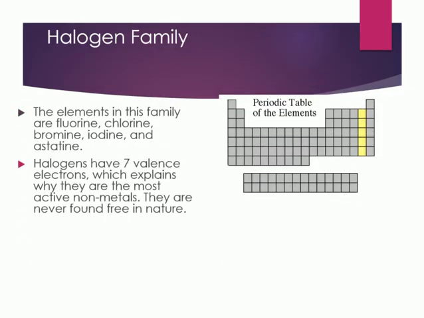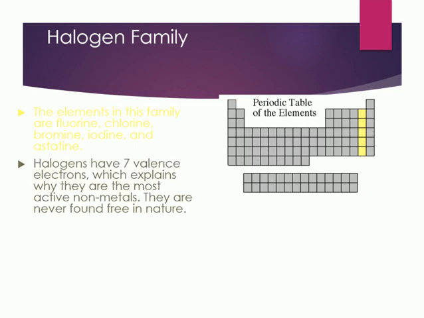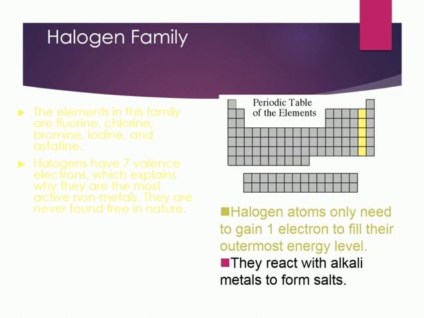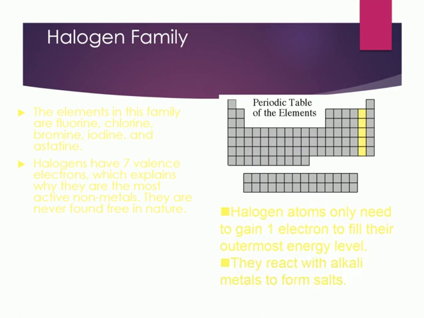I do want to mention the halogen family in particular. This will be one of the groups that you will need to know on the test. The elements in this family are fluorine, chlorine, bromine, iodine, and astatine. Halogens have 7 valence electrons, which explains why they are the most reactive nonmetals. And because they're the most reactive nonmetals, they're never found in nature by themselves. Halogen atoms only need to gain 1 electron to fill their outermost energy shell, and they react with alkali metals to form salts.